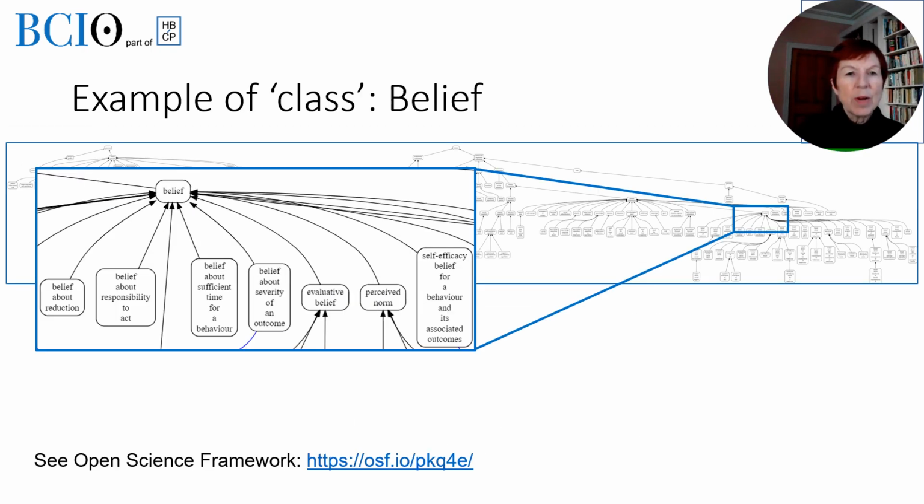And here we have one entity, belief. And as you can see, there are various types of belief, what are called children of the parent class belief. And then you can look at evaluative belief and perceived norm, and they have other children or subclasses. So that's the mechanism of action, and you can use that to specify processes of change or hypothesize processes of change within behaviour change interventions.